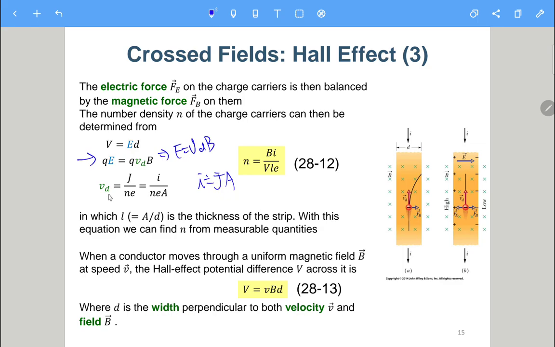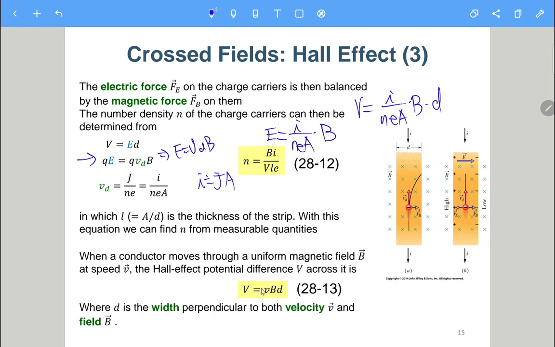Of course, we can just plug in Vd to here. So we will probably have E equals Vd B, which is I over NEA times B. And then this one can also be put in here. So we have V equals E times D, which is I B D over NEA.